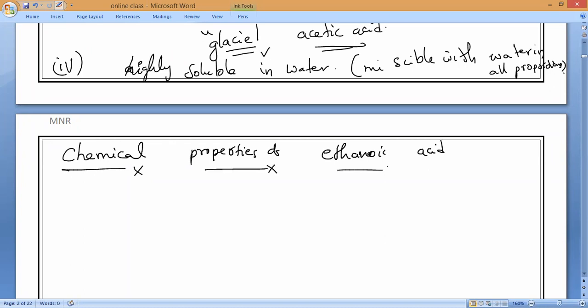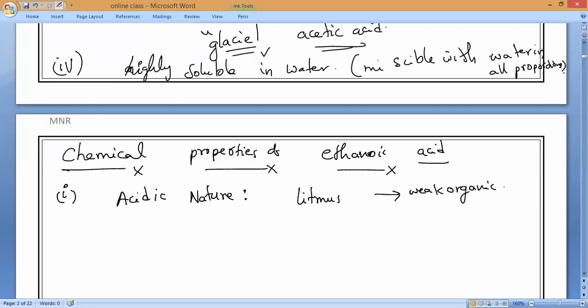So if it is a weak acid, is the pH value more or less? More. What is the nature of this one, guys? Acidic nature. Acidic nature means litmus reaction. What is the litmus reaction, everyone? They will convert which litmus to which? Blue to red. A weak organic acid converts blue litmus to red.